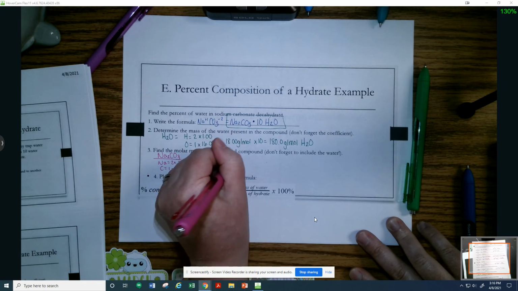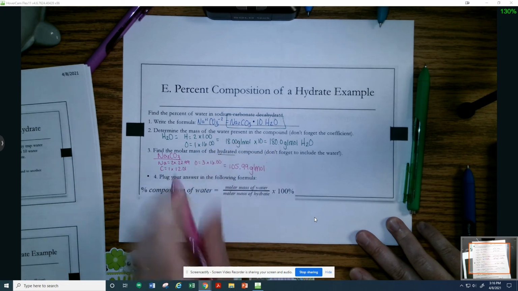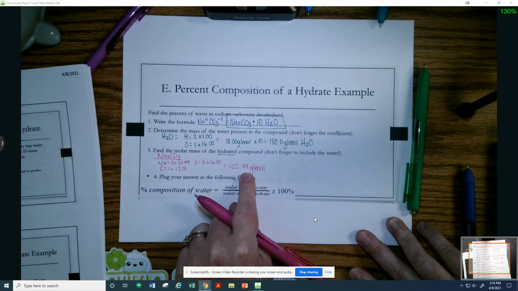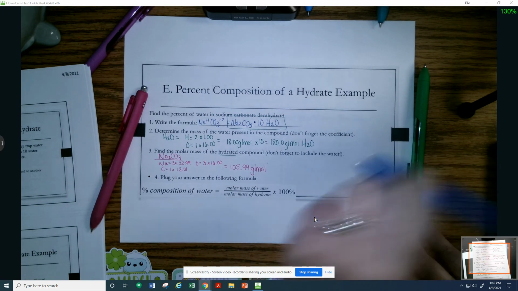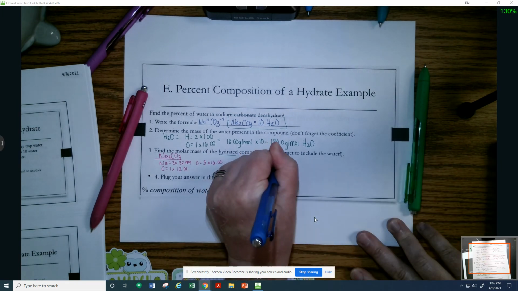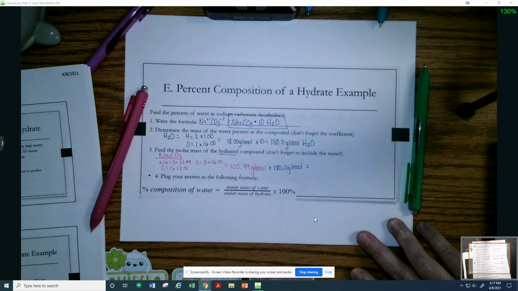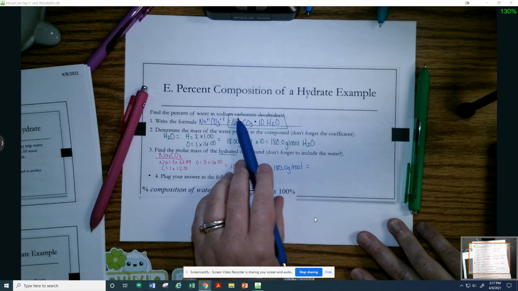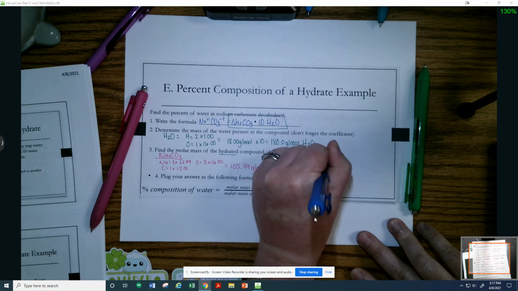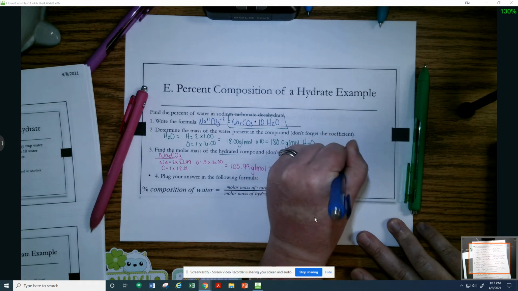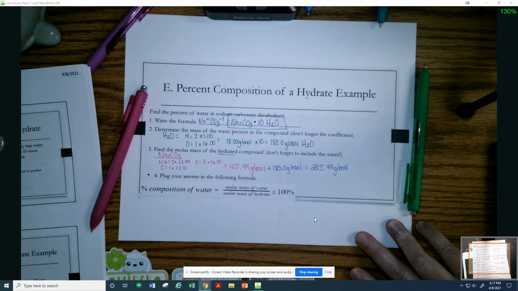When I do that, I get 105.99 grams per mole, and that's of just the sodium carbonate. I need to include that there are 10 moles of water included. So the last step is you need to go ahead and add that 180.0 grams per mole. So the grand total of this entire hydrate, the sodium carbonate decahydrate, is going to be 285.99 grams per mole. So now we can figure out how much of this hydrate is water, how much of this mass.